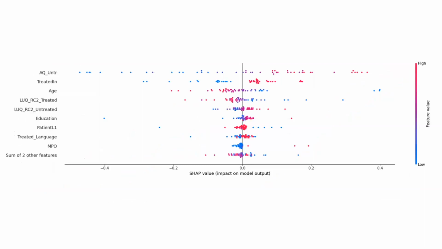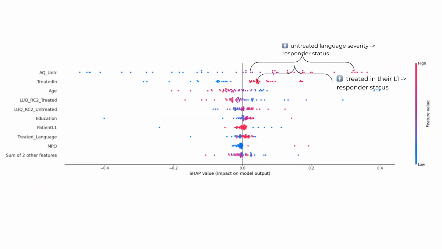So then we can break it down and start looking at some of our SHAP analyses and our SHAP plot. Again, red values signify higher values, so higher numbers, and the further up the feature is, the more important it is, or the more heavily it's weighted in the models. So what we see here is that untreated language severity is associated with responder status. Again, red values meaning higher. And then very interestingly, and remember, this did not show up in our robust responder analysis, whether the person was treated in their first language is heavily, heavily influencing whether the person is going to be classified as a responder.